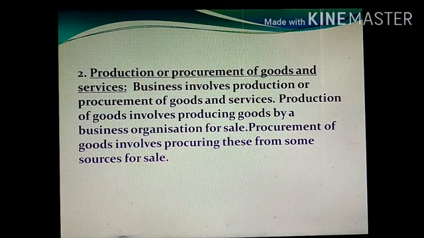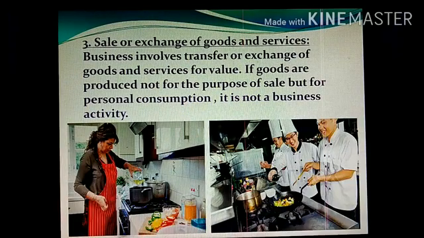Production of goods involves producing goods by a business organization for sale. Procurement of goods involves procuring these from some sources for sale. For example, procuring goods by a retailer either from the producer or wholesaler. The next characteristic of business is sale or exchange of goods and services. Business involves transfer or exchange of goods and services for value. If goods are produced not for the purpose of sale but for personal consumption, it is not a business activity. For example, cooking food at home for personal consumption is not a business activity, but cooking food in a restaurant for sale is a business activity.